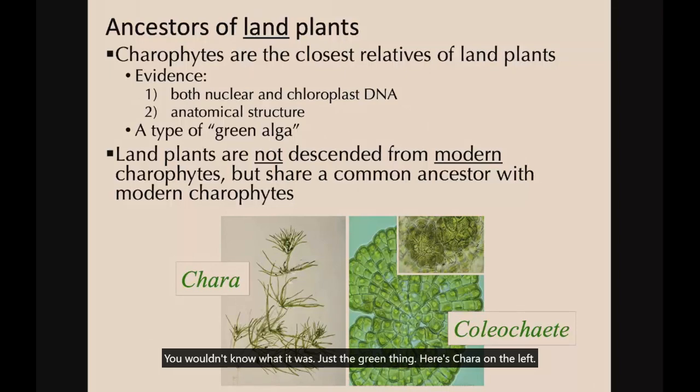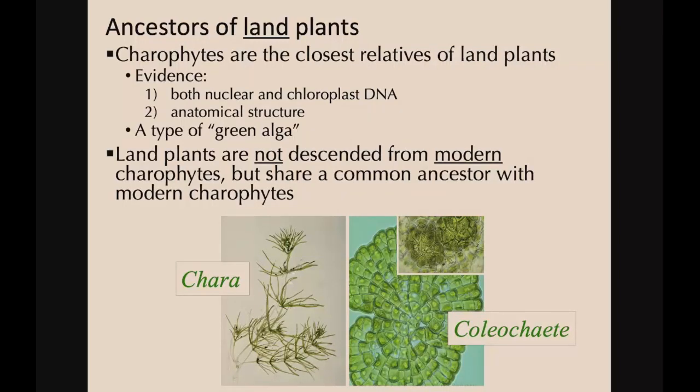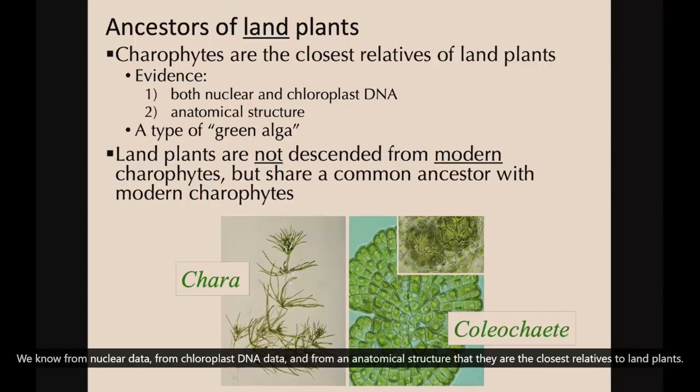Here's chara on the left. Here's coleochaete on the right. We know from nuclear data, from chloroplast DNA data, and from anatomical structure that they are the closest relatives to land plants. The charophytes are a type of green alga. And just keep in mind that the charophytes we talk about, of course, are today living organisms. So they're not the ancestors of land plants, but they share a common ancestor with land plants.